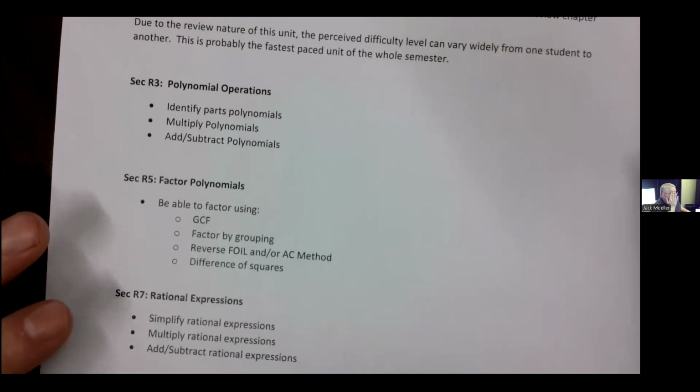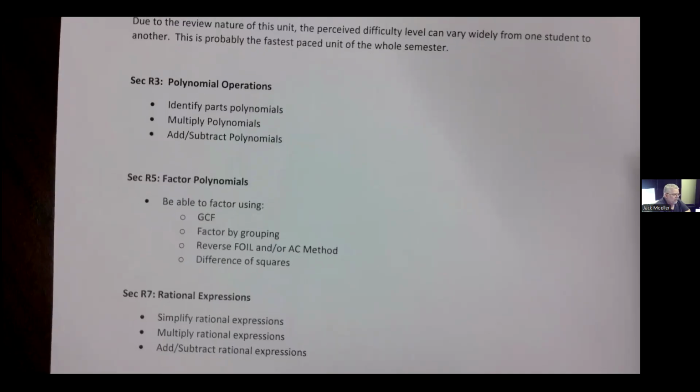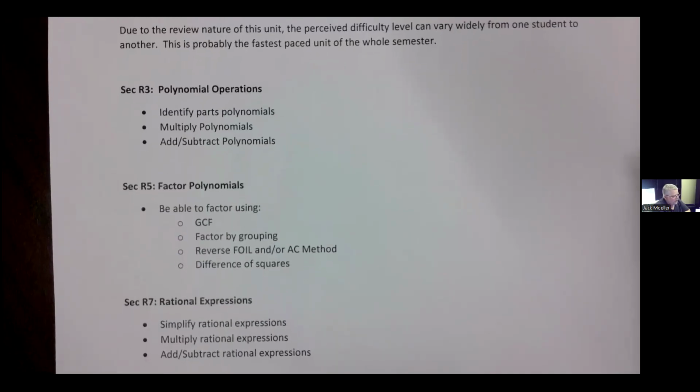And so for a lot of students, this is probably the fastest paced unit of the whole semester, just because of this review aspect of it. Later units will have their own challenges, but for this one, it's that getting up to speed that causes a lot of the issues. So please don't get behind. That's the easiest way to fail a math class.